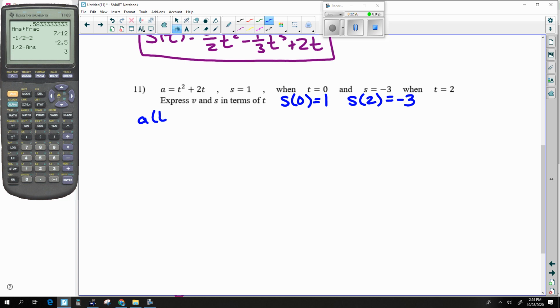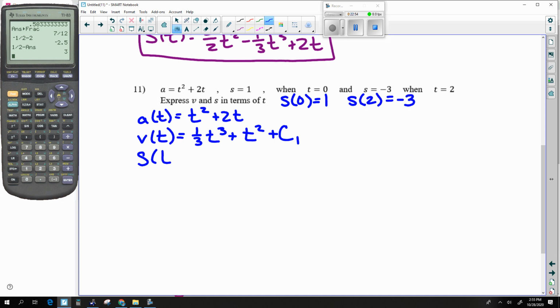So they start us off with acceleration. So the antiderivative of this will turn this into velocity. And I'll call that C1. Okay, I don't have any velocity information, so I can't start guessing right now. All right, to the position.